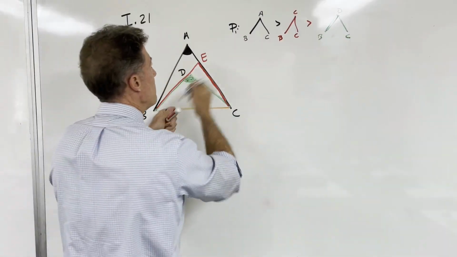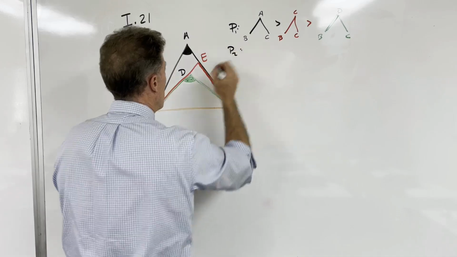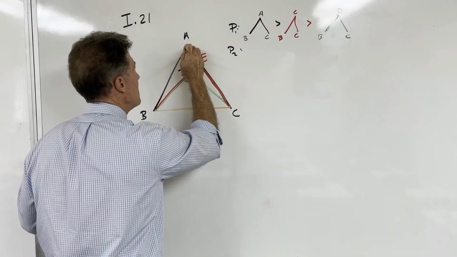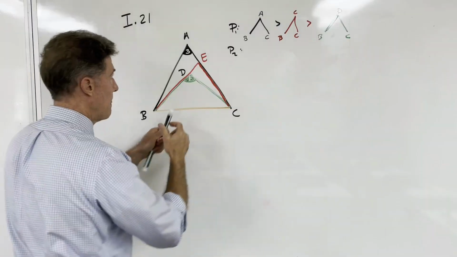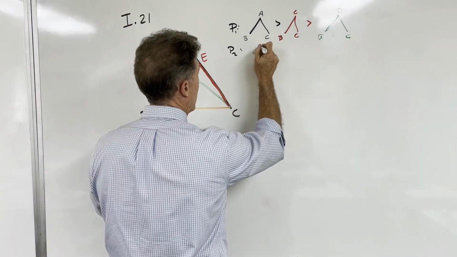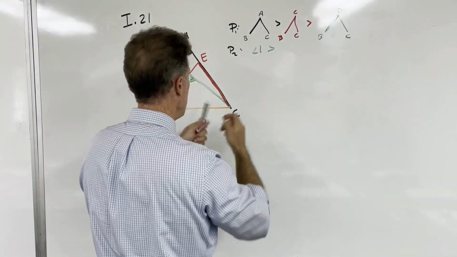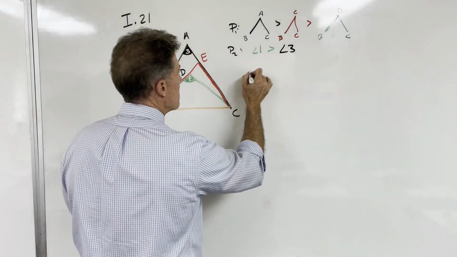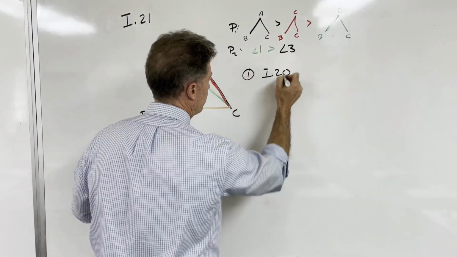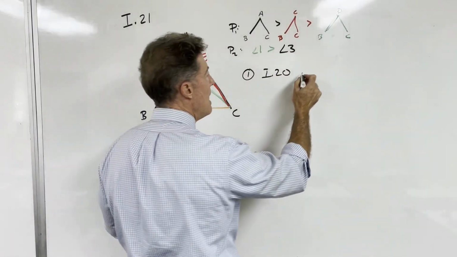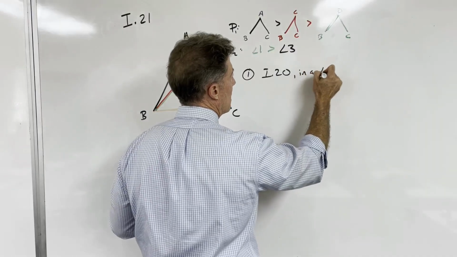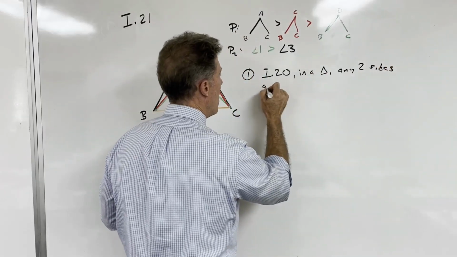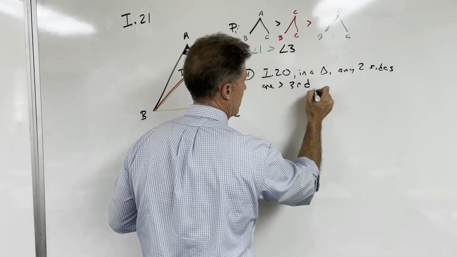And remember, our second goal is then to prove that this angle, we'll call this angle 1, is greater than this angle, which we'll call angle 3. So we're going to prove angle 1 in green is greater than angle 3 in black. All right, so we're going to use Prop 20 a couple of times. And Prop 20 is the prop that says in a triangle, any two sides taken together in any manner are always greater than the third side.